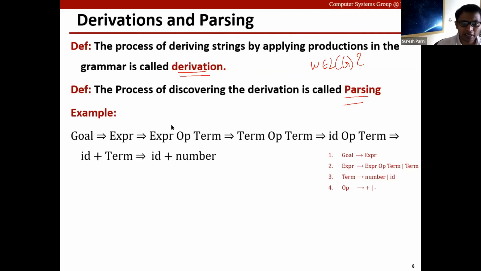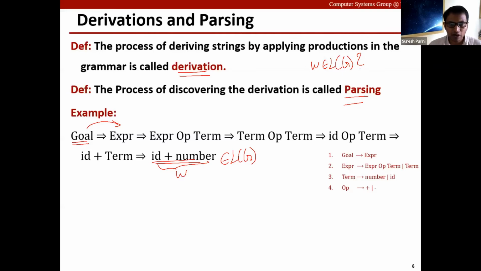So for example here, let's take the string ID plus number. This is our string W. We want to check if this string W belongs to the language described by the grammar. So what we do is we start with the start symbol. And from the start symbol, there is only one substitution rule that you can apply, that is goal going to expr. So you apply the substitution rule, and you have made one step of progress in the process of derivation.